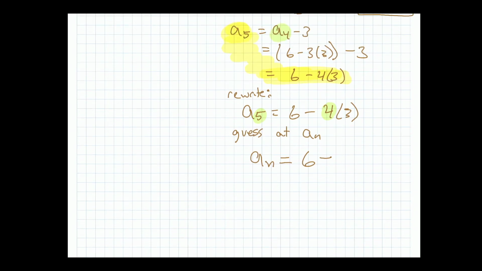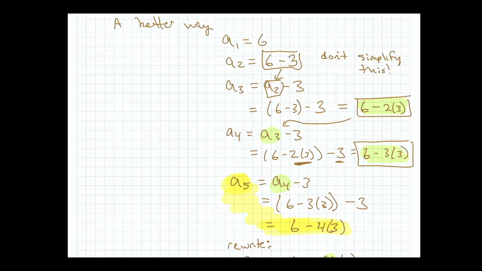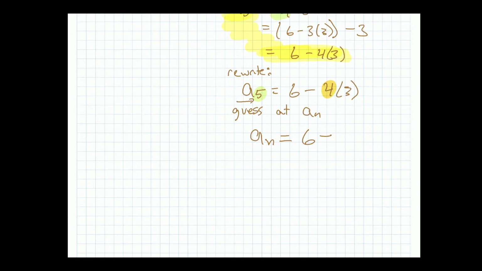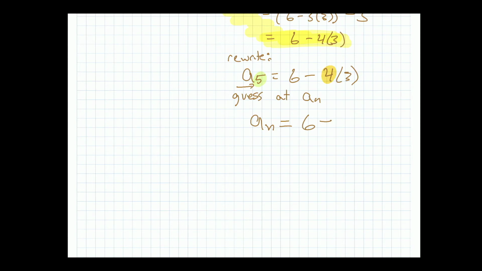This number keeps changing, the 4. Like, look at that number. You have a 2, a 3, a 4. So it's always one less than the number here. So what would it be if we had an n? It would be AN is 6 minus n minus 1 times 3. And this is your formula. Of course, you'd have to work it out.